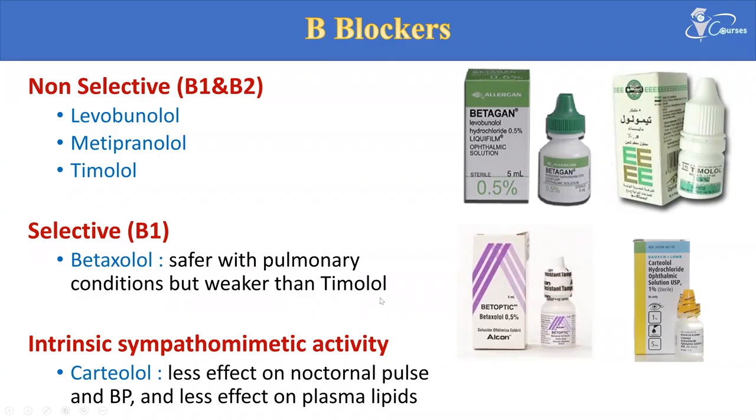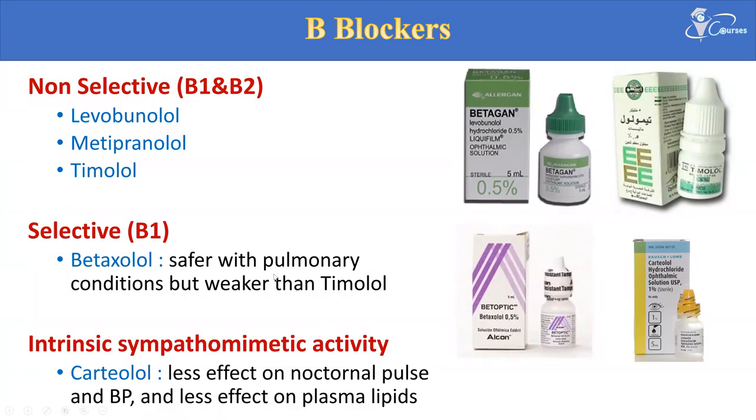So if a patient is asthmatic, which one to choose? If we have to choose a beta blocker, then selective rather than the non-selective. There are other medications which have intrinsic sympathomimetic activity. Intrinsic sympathomimetic activity, meaning that it is a beta blocker, so it should block the sympathetic.